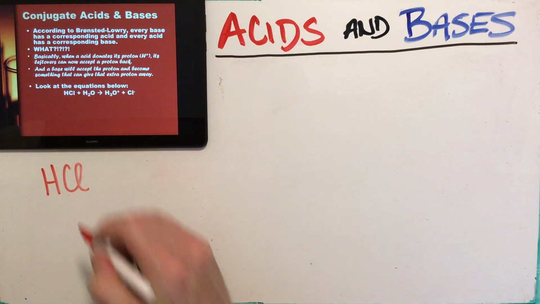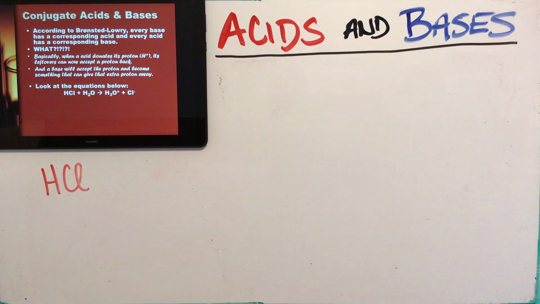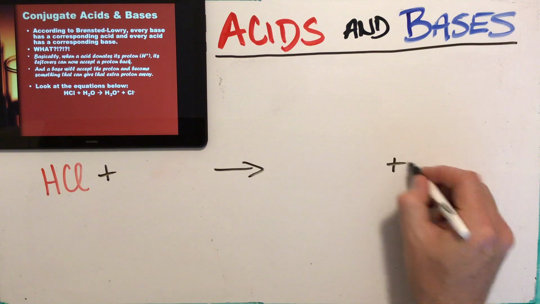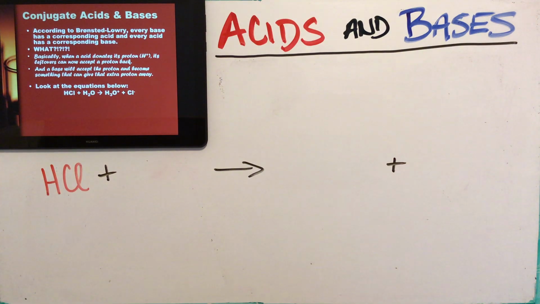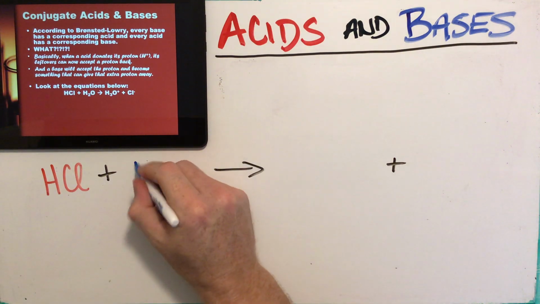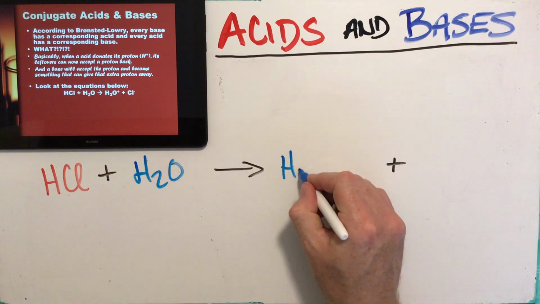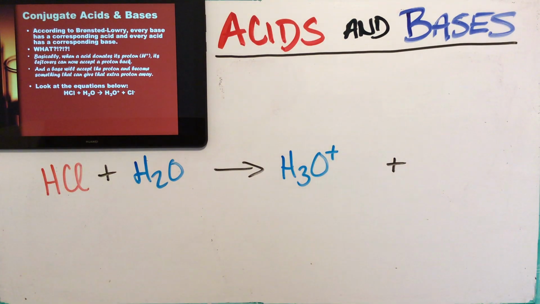I know HCl is an acid. That's hydrochloric acid. Right? And we're going to combine that with water. So here's water here. And what we'll get is H3O plus and Cl negative. All right.